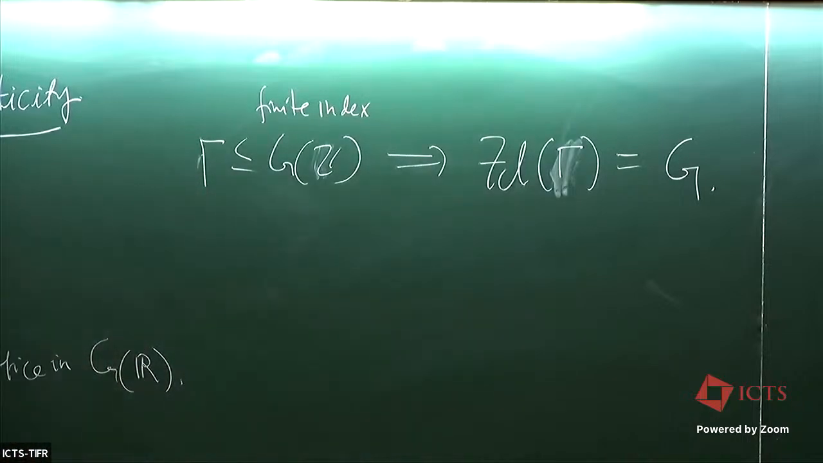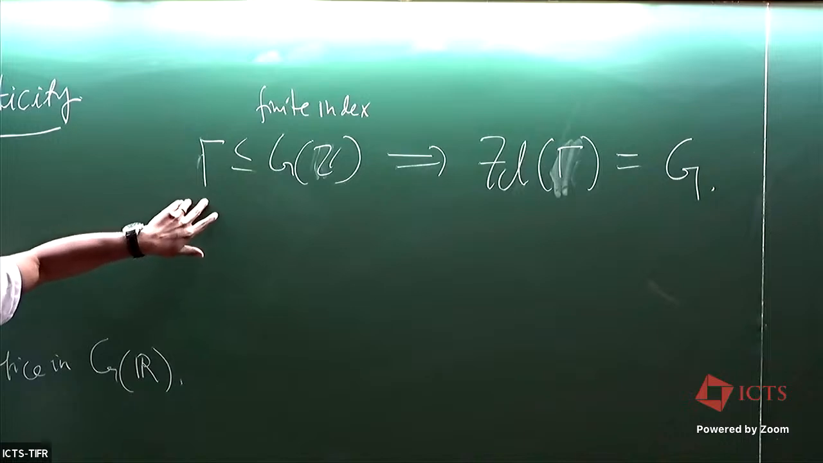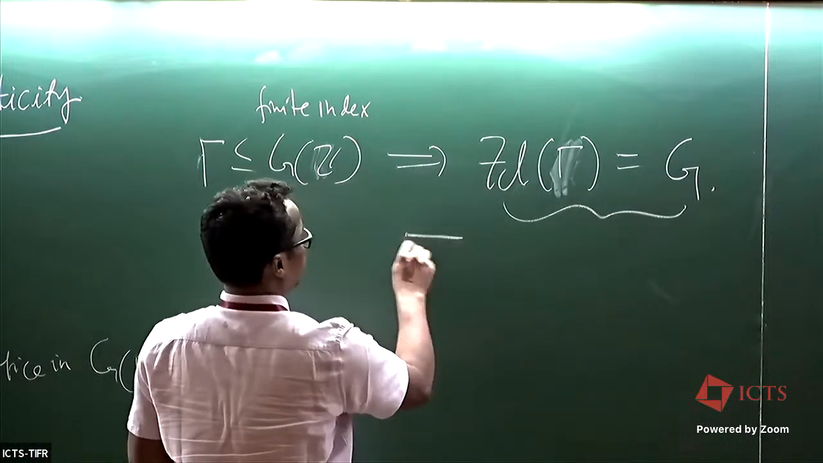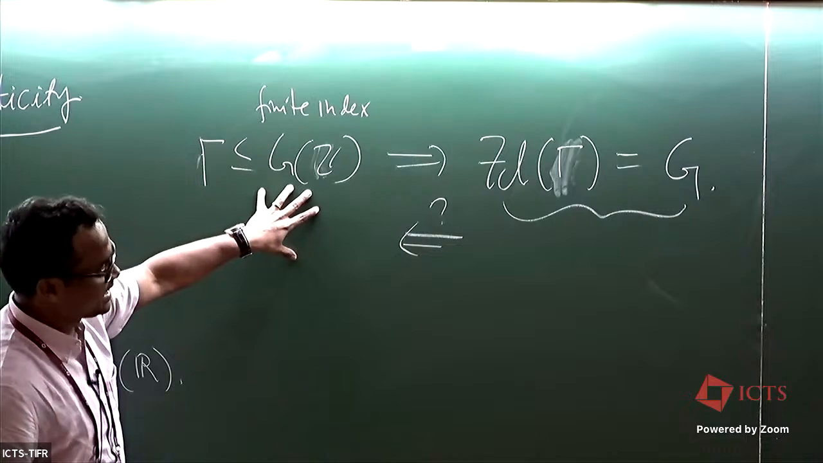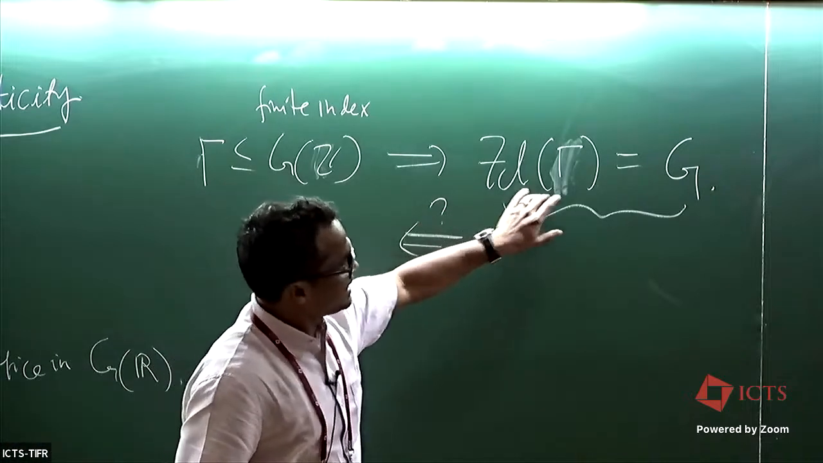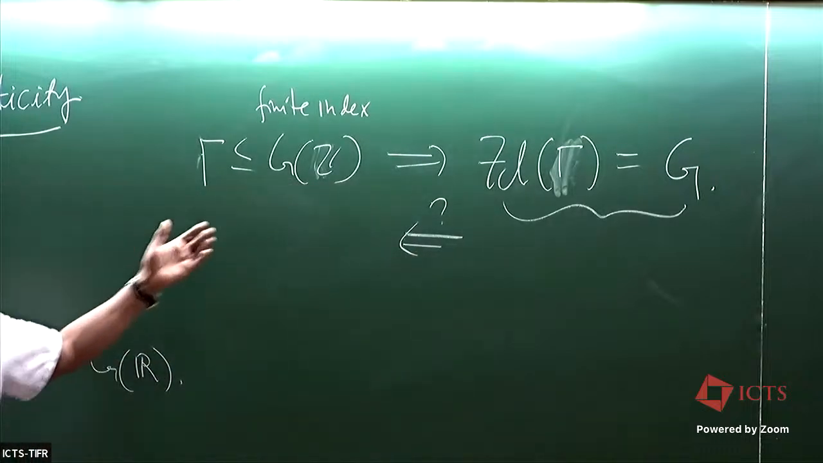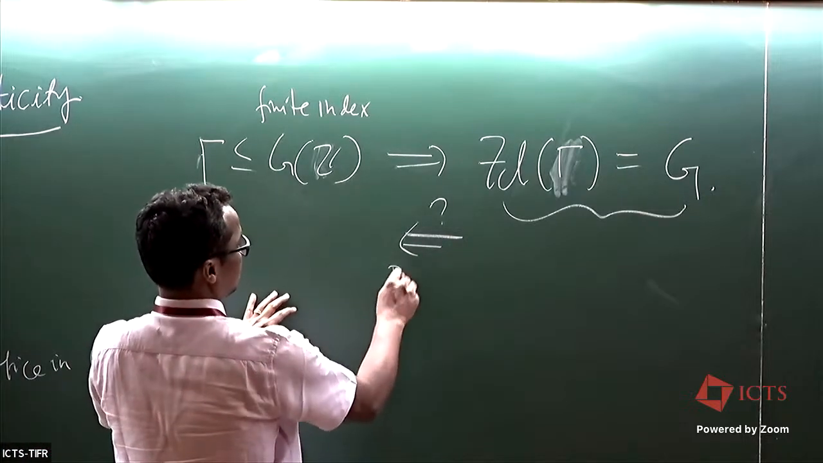So now one can ask if the converse of that statement holds. Suppose you have a subgroup gamma of G(Z) which is Zariski dense. Does it imply that gamma is a lattice in G? That is, if gamma is of finite index, that implies the Zariski closure of gamma is all of G. Suppose gamma is Zariski dense in G; does it imply that gamma is of finite index? I know this is not a question to ask, but I'm going to give a lot of examples through hypergeometric differential equations where this converse is not true in general.